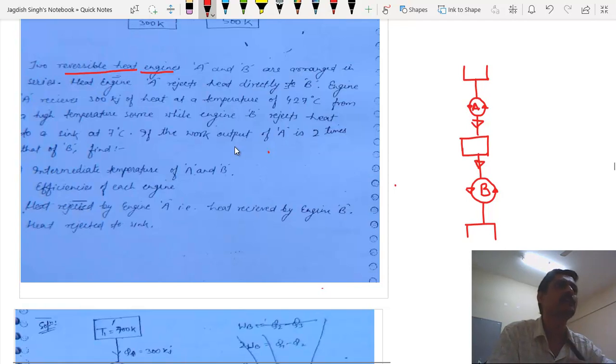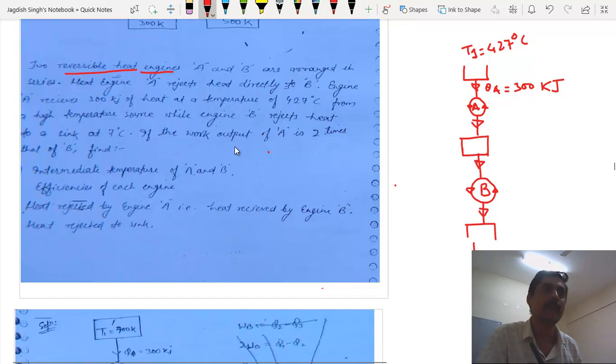Engine A receives 300 kJ of heat. Let us suppose this is QA. The 300 kJ of heat is received at this temperature, let us suppose T1, which is 427 degrees centigrade, from a high temperature source, while engine B rejects heat to a sink at this temperature, which is 7 degrees centigrade. Right?